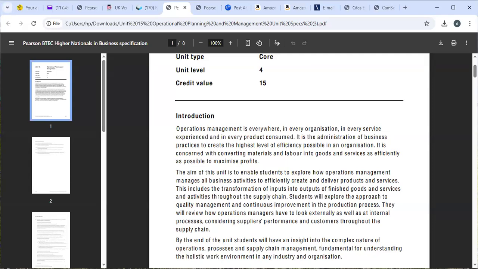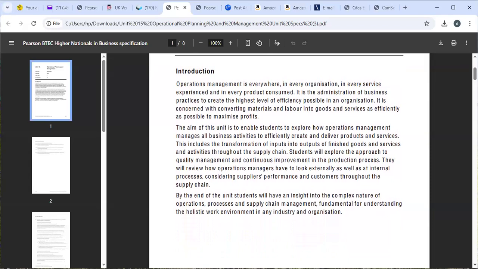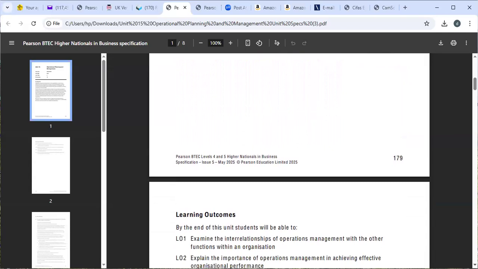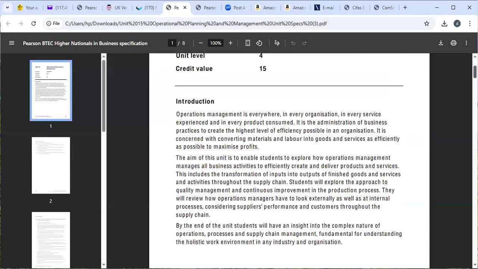Now, the aim of the unit is to enable students to explore operational management in all business activities and to efficiently create and deliver products and services. This includes the transformation of inputs into outputs, a finished product and service, and activities in the supply chain. We hope that the students will get insight into the complex nature of operations and processes, supply chain management, and a fundamental understanding of the holistic approach to the environment. So it is important that we understand what we mean by operational management.